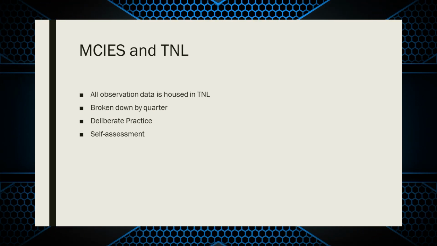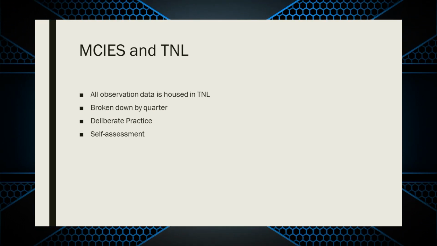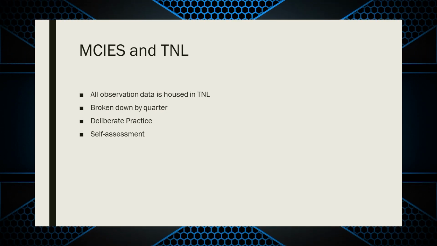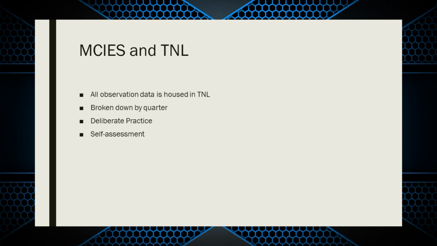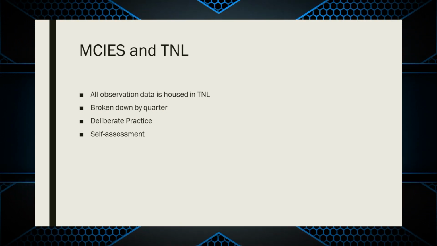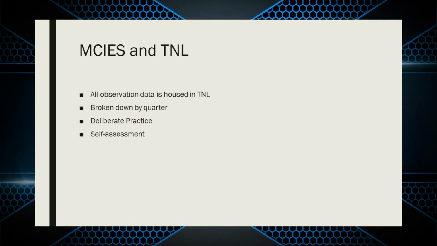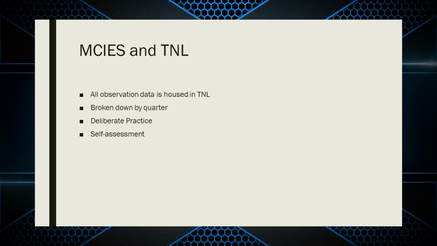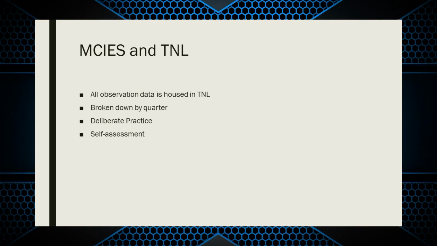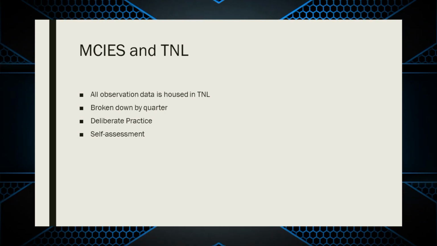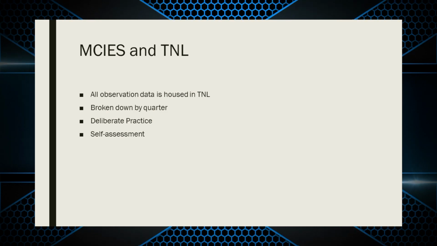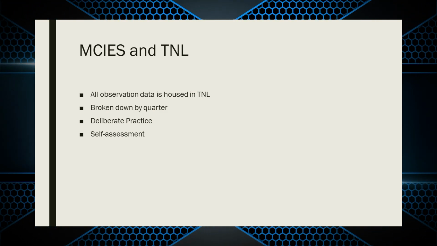MCIES is solely housed electronically in True North Logic, or TNL. It is broken down by quarter to show you the observations that should take place each quarter. Also in the electronic system is the deliberate practice form and a self-assessment. The self-assessment is your tool for determining where you stand in a certain domain, at a certain level, in terms of growth and improvement that you might be shooting for in the deliberate practice. That self-assessment is solely your assessment. It is not shared unless you choose to do so.